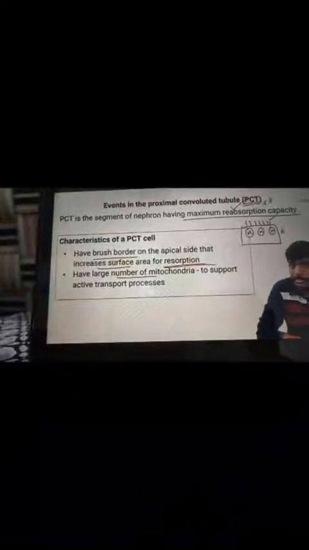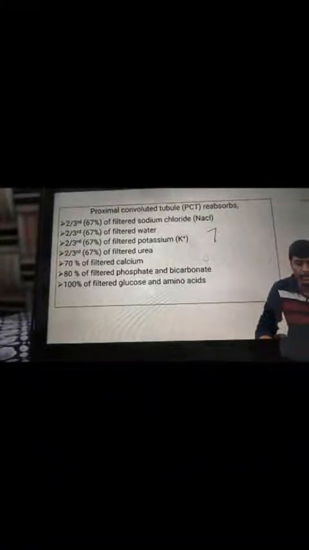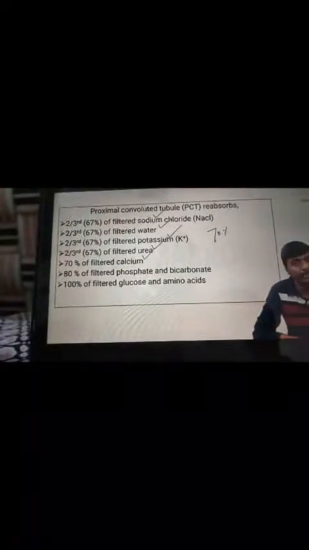And the mitochondria, why? Because the majority of the transport processes here are active transport processes that require energy in the form of ATP. This ATP synthesis happens in mitochondria. That is why the PCT cell has a greater number of mitochondria to give the energy source ATP to carry out these active transport processes. Site of maximum reabsorption, PCT. What fraction of substances are reabsorbed here, sir? Remember guys, close to 70% reabsorption for sodium, water, potassium, urea, calcium. Close to 70%, two-thirds of the filtered fluid is reabsorbed here.